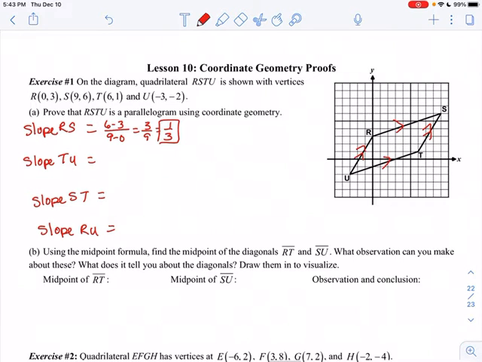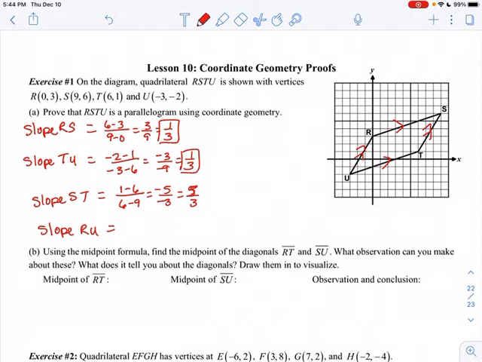Then I'm going to find the slope of TU, which is the bottom. So again, the change in y, negative 2 minus 1 over the change in x, negative 3 minus 6. That's negative 3 over negative 9, which also reduces to 1/3. So far so good. The top is parallel to the bottom because they have the same slope. Then I'm going to find the slope of ST. 1 minus 6, change in y, over 6 minus 9, change in x. Negative 5 over negative 3, which reduces to 5/3.